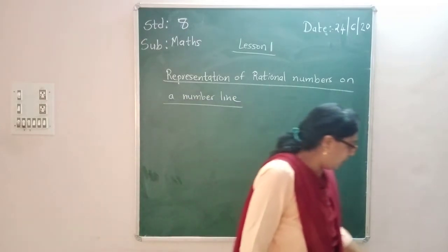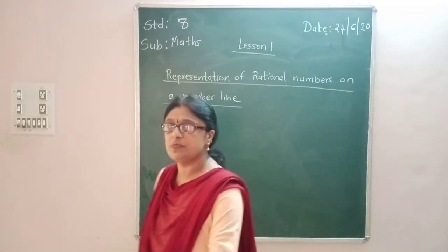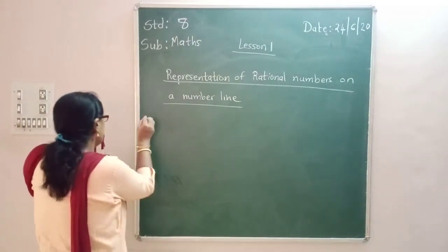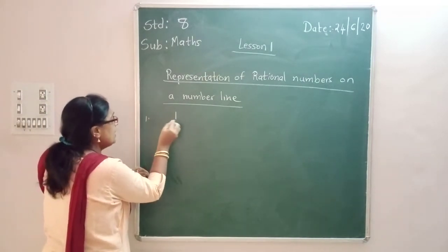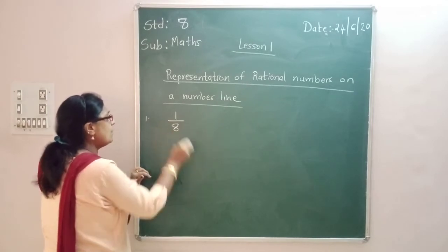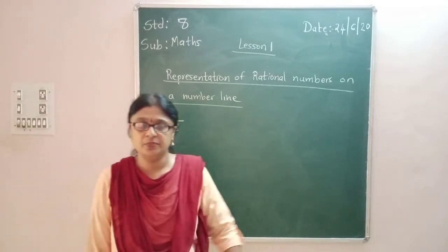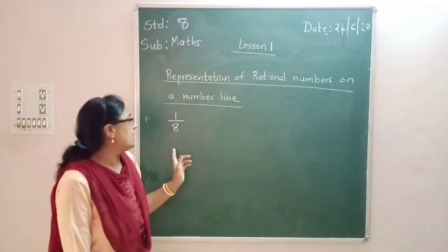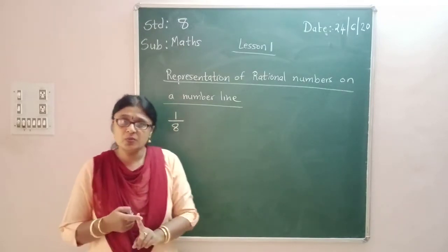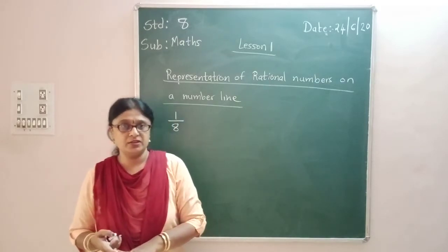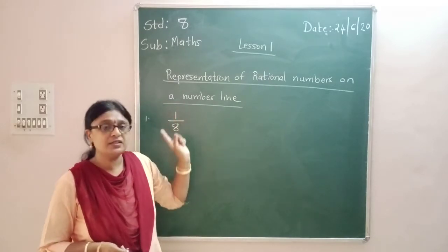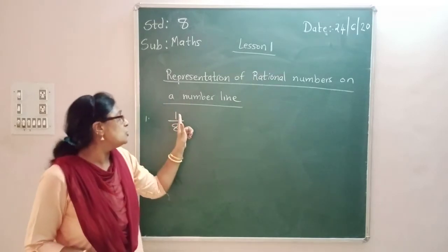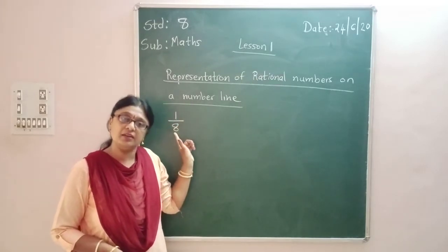Now we all know that rational numbers means p upon q form. Suppose I give you: represent 1 upon 8 on a number line. First of all you have to see 1 upon 8 which is given. What is the numerator and what is the denominator? Here numerator is 1 and denominator is 8. So here numerator is smaller than denominator.